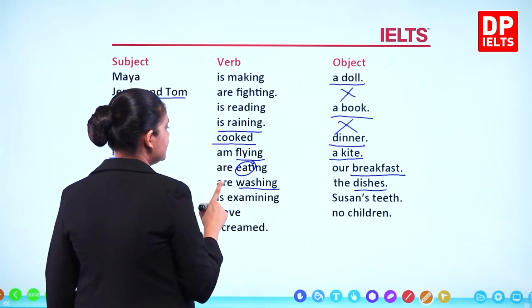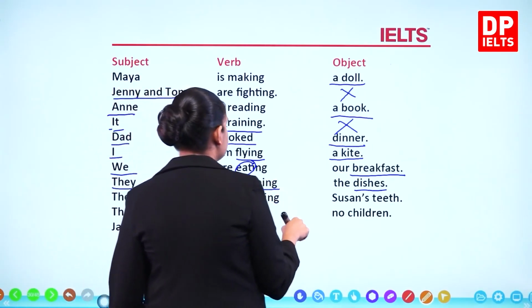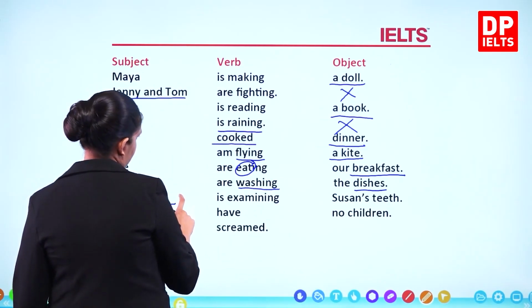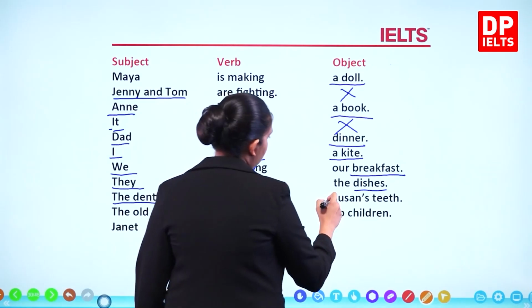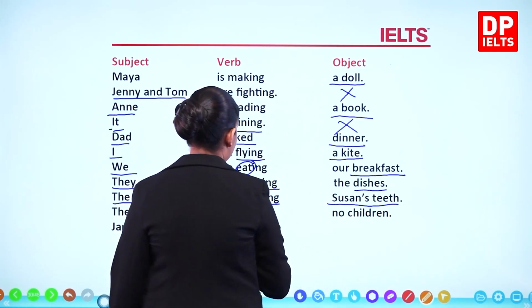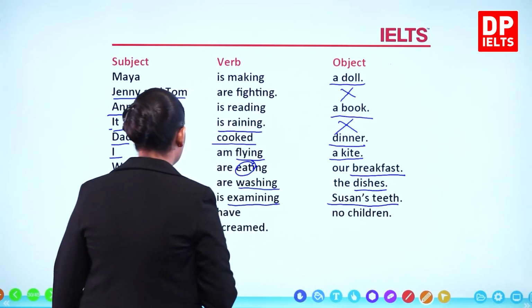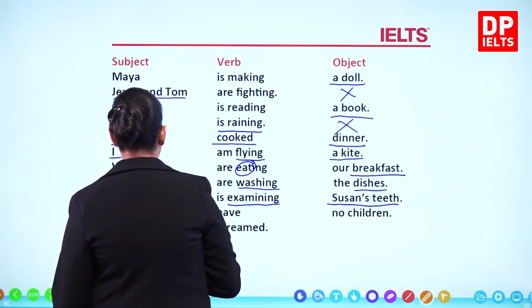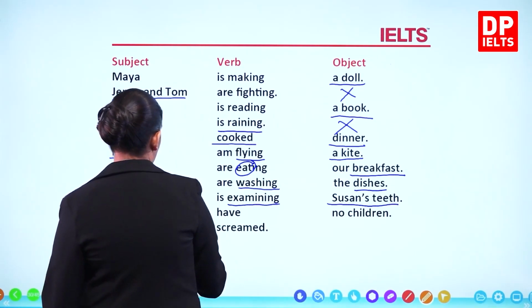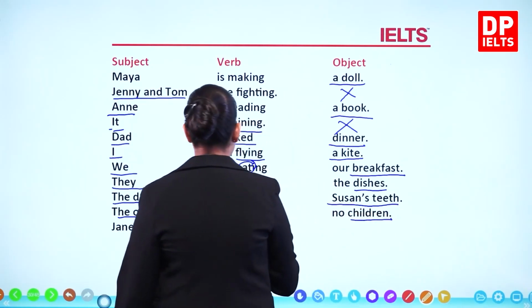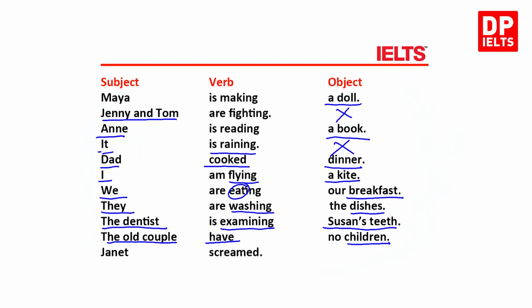The dentist is examining Susan's teeth. Who is examining? The dentist. What is he examining? Susan's teeth. What is his activity? Examining. The old couple have no children. Who have no children? The old couple. What don't they have? Any children? Their activity is have.